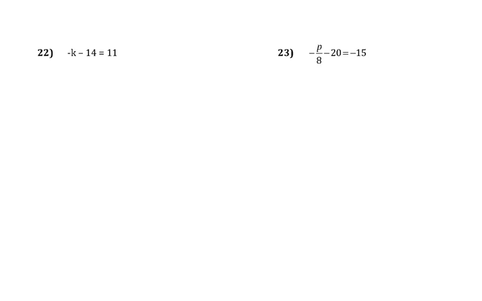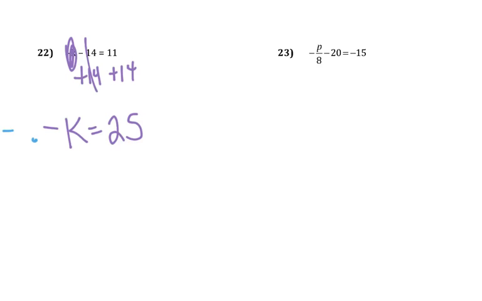Okay, number 22 and 23, if you haven't done these yet, then pause the video so that you can do them. Okay, this negative k, I'm going to cover that up. I'm going to add 14. So I'm going to have negative k is equal to 11 plus 14, which is 25. I don't care what negative k is. I want to know what k is. So I could multiply that by negative 1. Negative 1 times negative k is positive k, and 25 times negative 1 is negative 25.